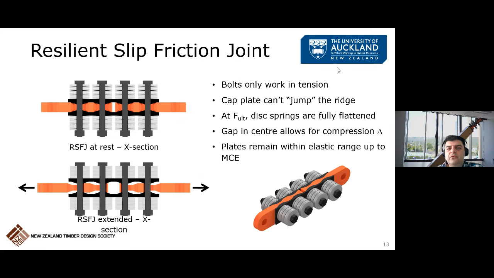So the key point is that the bolts only work in tension, so the bolts are not in shear, the clamping bolts. And it's designed so that the plates can jump to the next level, to the next groove. At maximum capacity of the joint, the disc springs are fully compacted. Also, there is a gap between the orange plates that allows for compression movements as well as tension movements. So it's a tension-compression device.